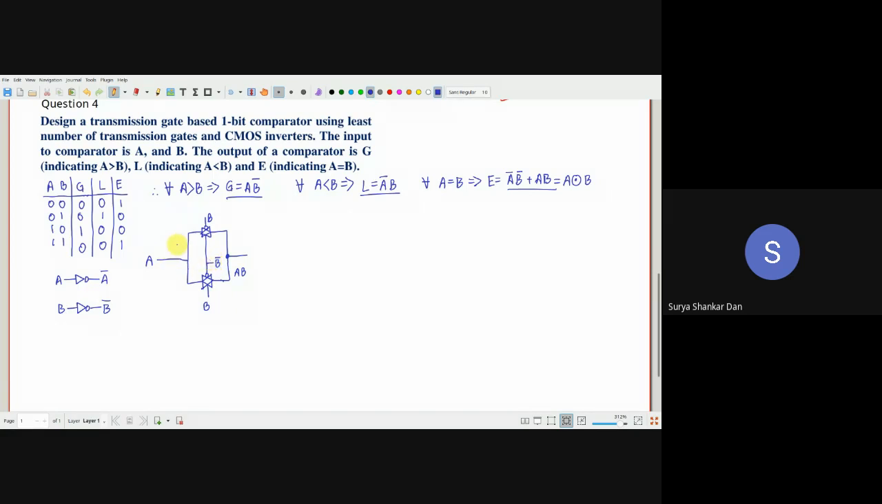Okay, and here since we are talking about A bar and this, let's just put here A and put here A bar. Okay, we have already created the inverted output using a separate inverter, right? So this will essentially give you the equal signal. That is A XNOR B. I mean AB plus A bar B bar.